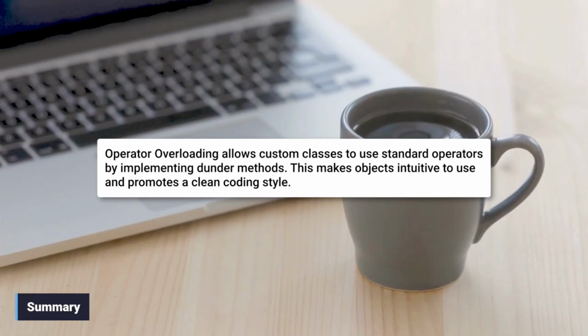In our final lecture on polymorphism, we will explore runtime polymorphism, where the exact method executed is determined while the program is running.